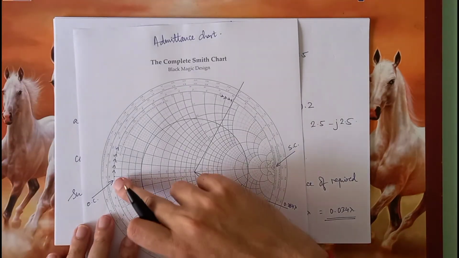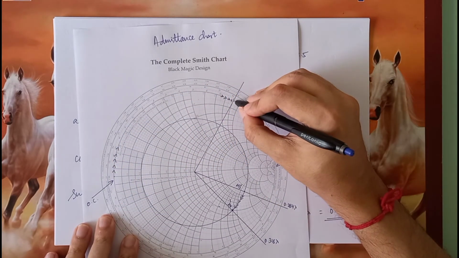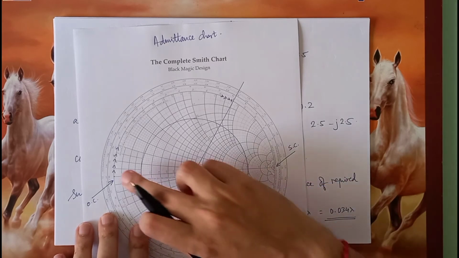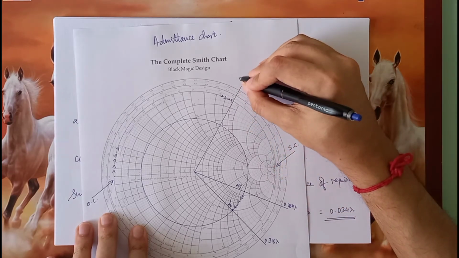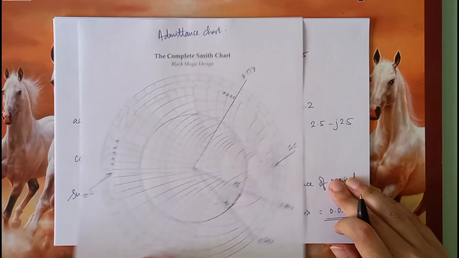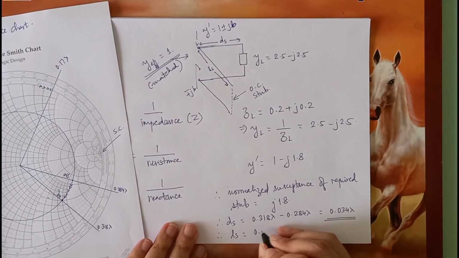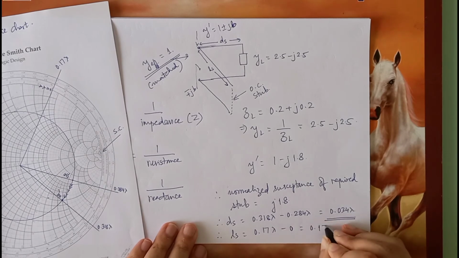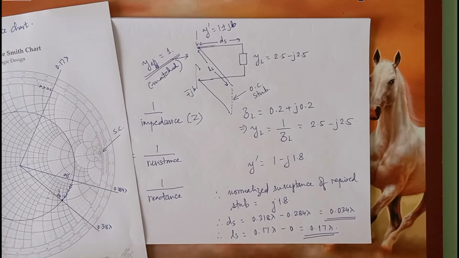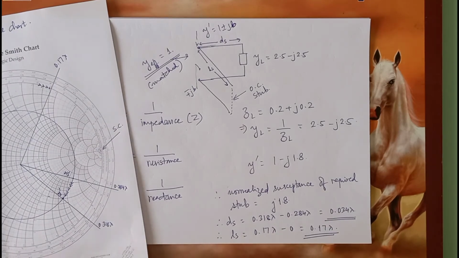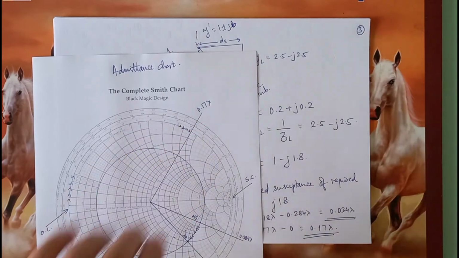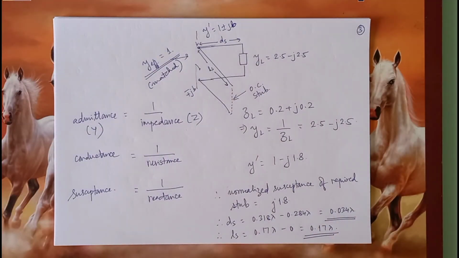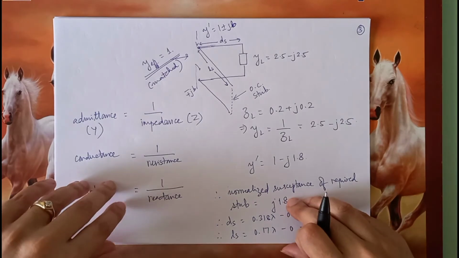Now the ls, again going from open circuit point to this point, which is roughly about 0.17 lambda, and it's starting from 0. So therefore, ls is 0.17 lambda minus 0, which is 0.17 lambda. And once you know the lambda, you can quite easily find out what is the actual absolute dimensions. So this was a very quick recap of the stub matching technique, which you are already very familiar with.